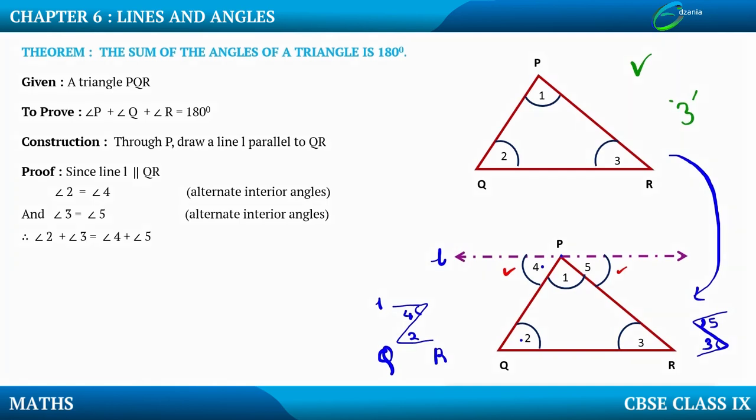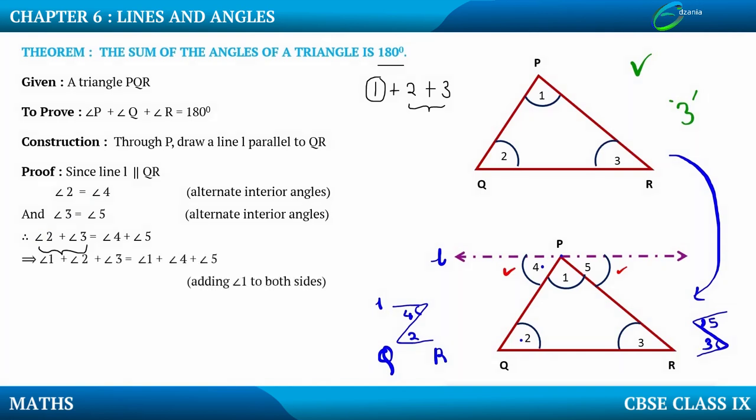Now, we were supposed to prove that the sum of the measures of the angles of a triangle is 180 degrees. That is, we are supposed to prove angle 1 plus angle 2 plus angle 3 should be equal to 180 degrees. So in this step, if you observe properly, I got angle 2 and angle 3 both. Which one is missing? Angle 1 is missing. So to get angle 1 over here, what I am doing is adding angle 1 on both sides. So if I add angle 1 on both sides, this is what we'll get. 2 plus 3 is already over here.